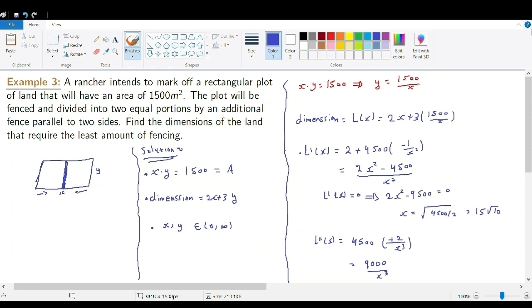Example number 3: a rancher intends to mark off a rectangular plot of land that will have an area of 1,500 meters squared. The plot will be fenced and divided into 2 equal portions by an additional fence parallel to 2 sides. Find the dimensions of the land that require the least amount of fencing.